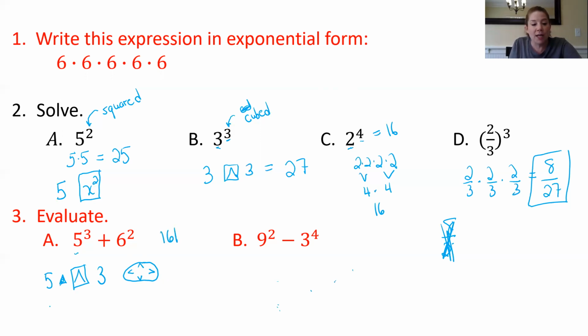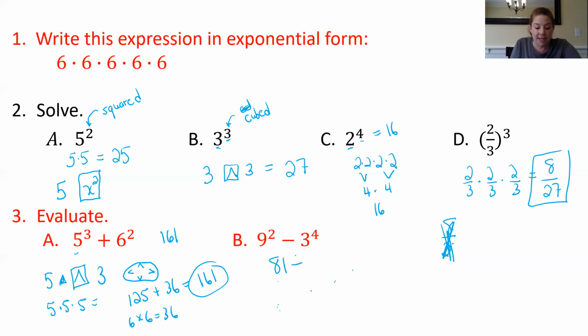Or you could do it the old way. You could say 5 times 5 times 5 equals, and your answer is 125. And then you could say 6 times 6, which is 36. And then finally, if you add 125 and 36, you still get 161. All right, letter B, we have 9 squared, which is 81, minus 3 to the 4th power is 81. So guess what 81 minus 81 is? 0. That's right, it's 0.